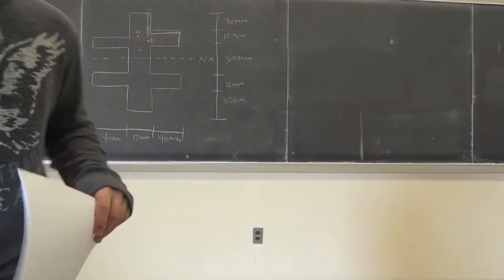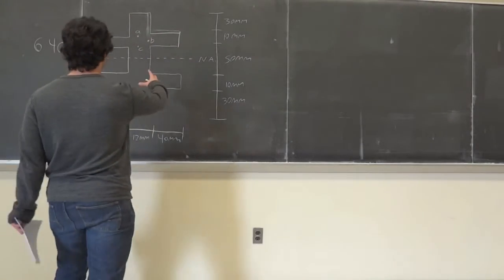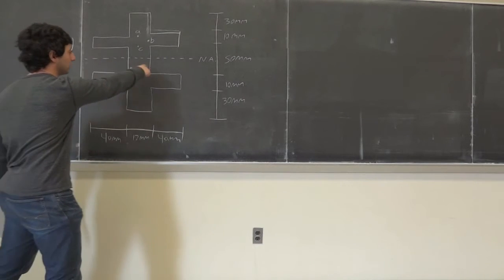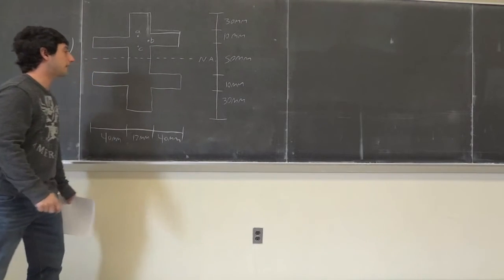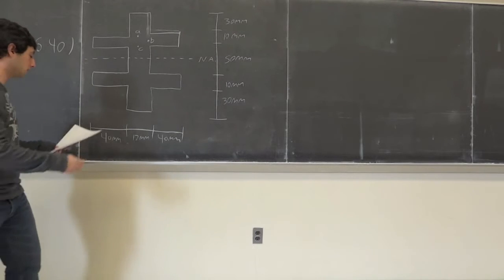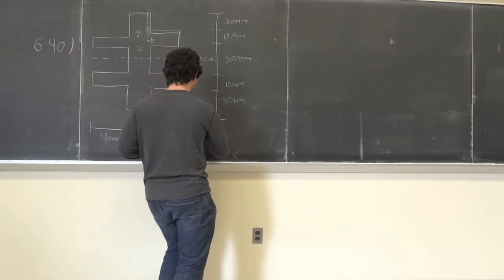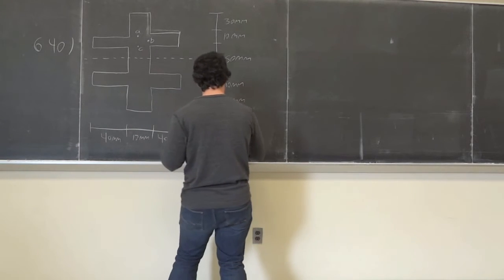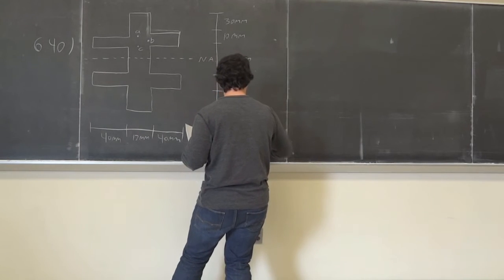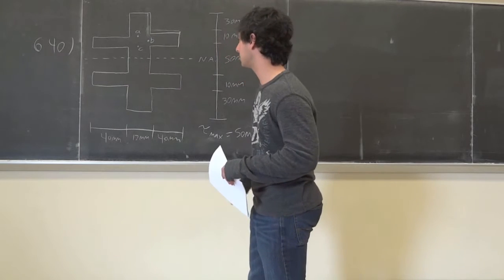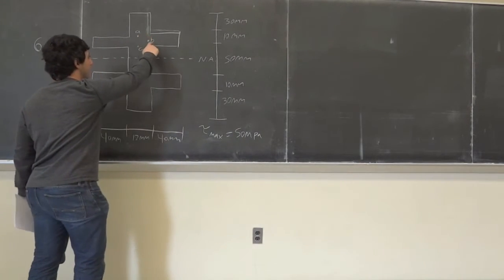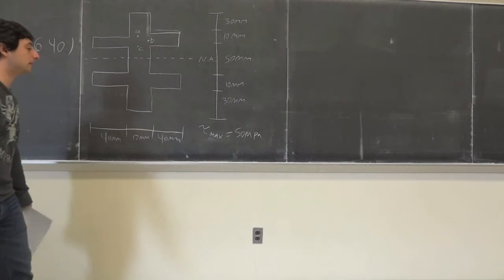Okay, so this is the first problem. They give you this beam, by the way, and they give you the cross section. You know the neutral axis is going to be in the middle because of symmetry. They say the maximum transverse shear is equal to 50 MPa, and they want to know what's the transverse shear in sections A, B, and C in this beam.